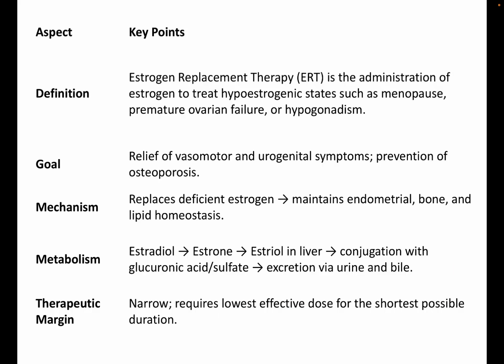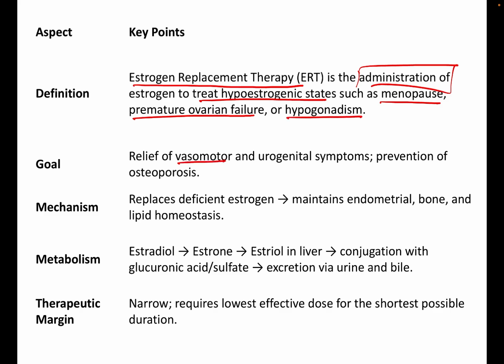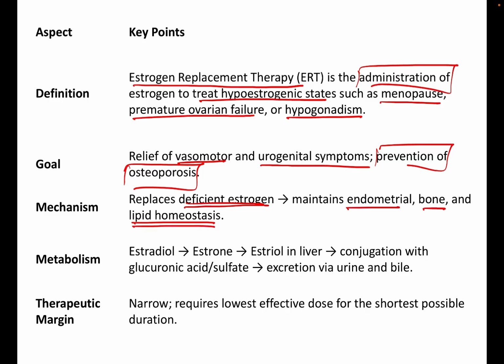So to summarize, estrogen replacement therapy is administration of estrogen to treat hypoestrogenic states such as menopause, premature ovarian failure, or hypogonadism. The primary goal is relief of vasomotor and urogenital symptoms and prevention of osteoporosis. Mechanism: it replaces the deficient estrogen, maintains endometrial, bone and lipid homeostasis.